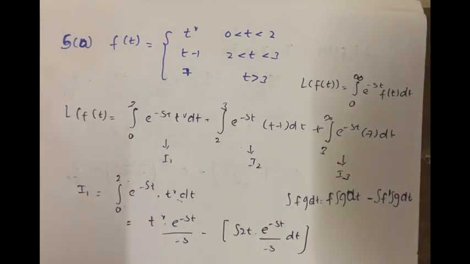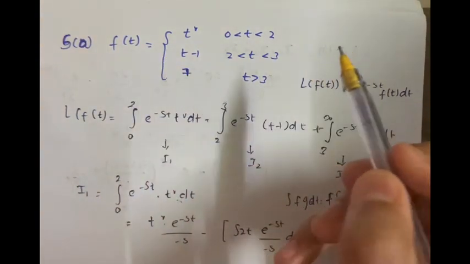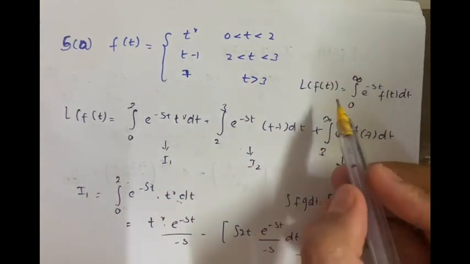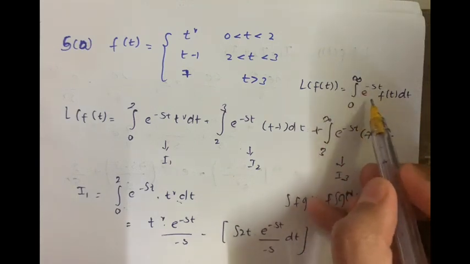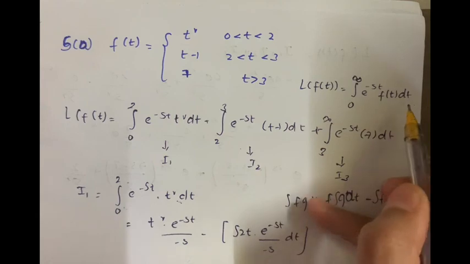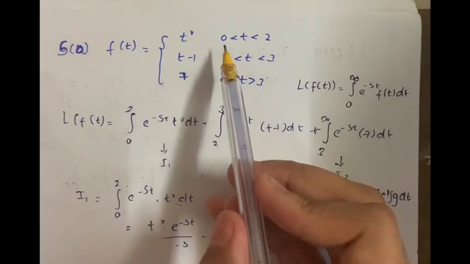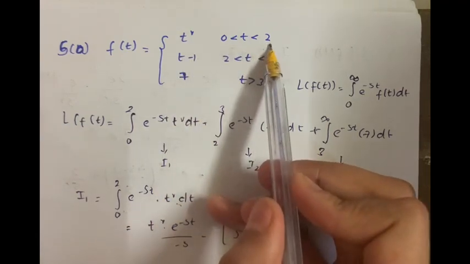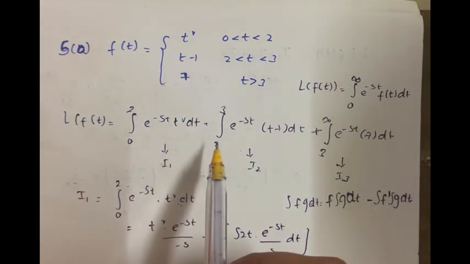For 5a, find the Laplace transform of the given f of t. Here, f of t contains values between different limits. So, generally, Laplace transform of f of t is given by integration from 0 to infinity of e power minus st into f of t dt. But here, as they are bounded between limits, we need to consider for t square, lower limit 0 and upper limit 2, and similarly for the others. So first, this equation can be written like this.